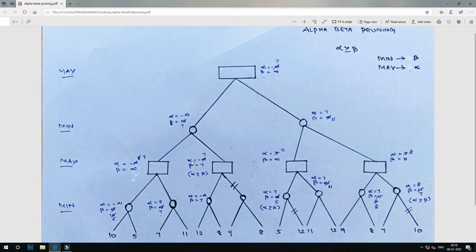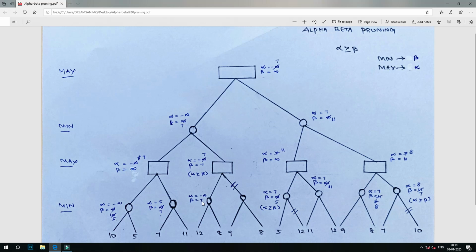The alpha equal to minus infinity and the beta equal to 7 here, and then downwards, alpha equal to minus infinity and beta equal to 7. Okay, check whether the given value 12 is small or 7 is small, because we are looking at the minimum value, right? 7 is small, so 7 will be written. And then check whether 8 is small or 7 is small. 7 is small again, so 7 will remain.